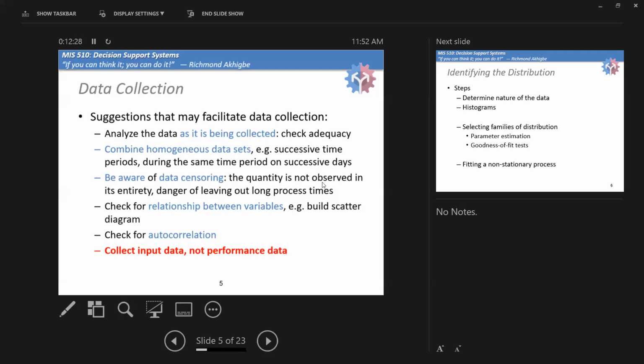Whatever comes, you don't say it doesn't look like what is going on here, so I take it out. No, you don't do that. Capture everything. I've seen this before, that people say there were those special situations and we have thrown them out. No, you know those long tails in exponential? That tail is actually representing those rare extreme events, and you have thrown them out. Don't do that, okay? So it's an important point. Be aware of data censoring, especially self-data censoring. The quantity is not observed in its entirety, with the danger of leaving out, for example, long process times.